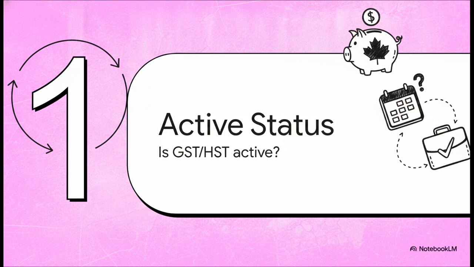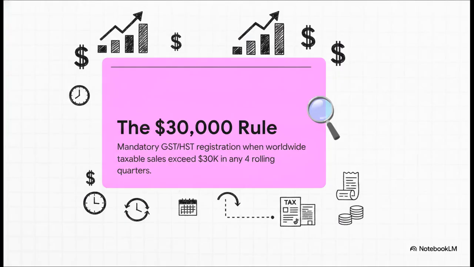That brings us to step 1. Know whether GST/HST is active. You just need to know if your corporation is currently registered or if you're approaching the threshold where you absolutely have to register. The magic number here is $30,000. Registration becomes mandatory when your worldwide taxable sales exceed $30,000 in any 4 consecutive quarters. Now notice I didn't say in a calendar year. It is a rolling window of 4 consecutive quarters.